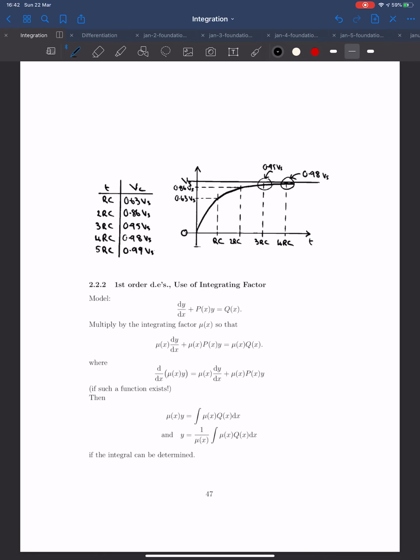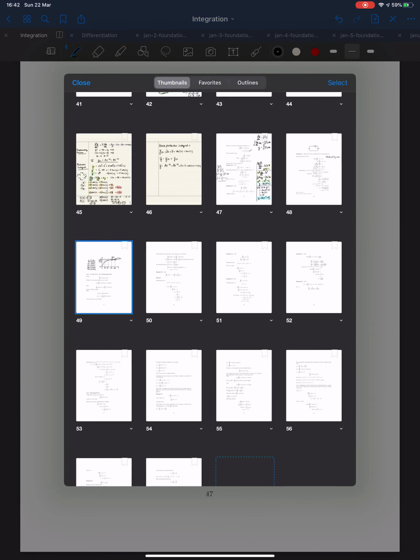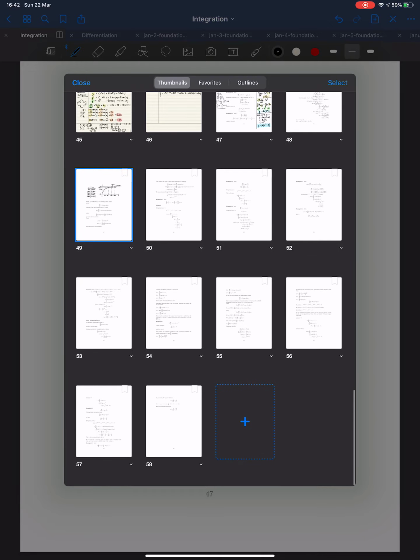So, just see how many pages I've got of this. It's page 49, and I've got to get to page 58. I'm going to do it.